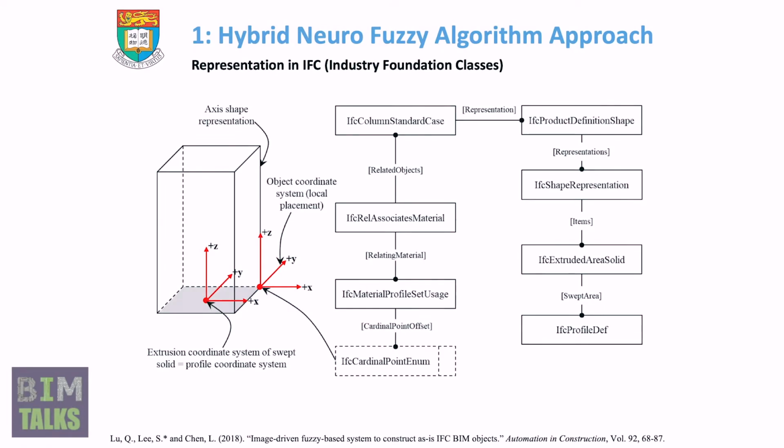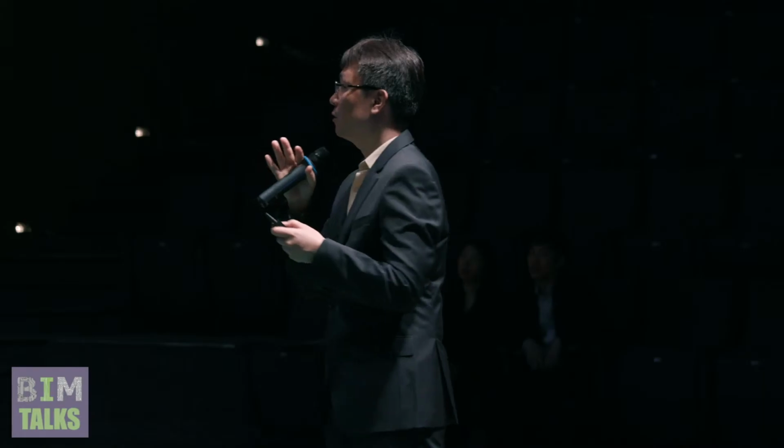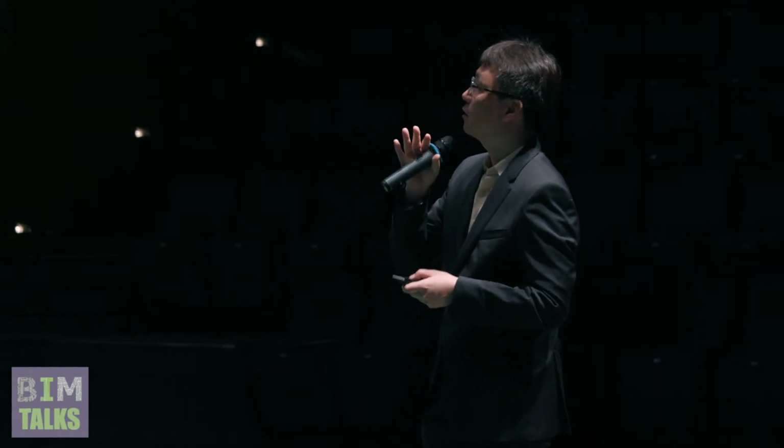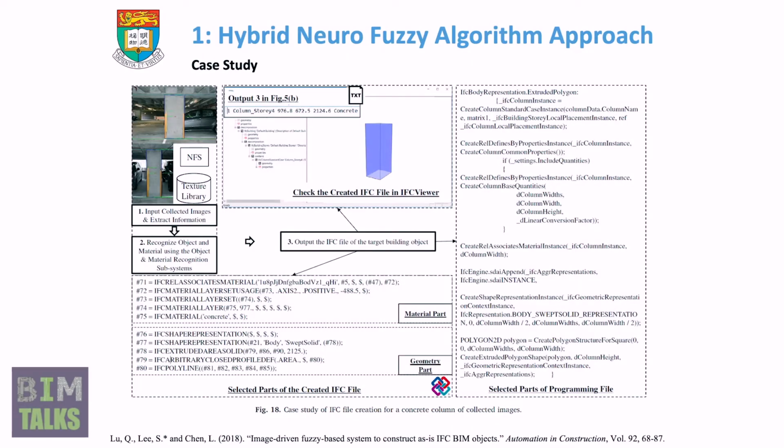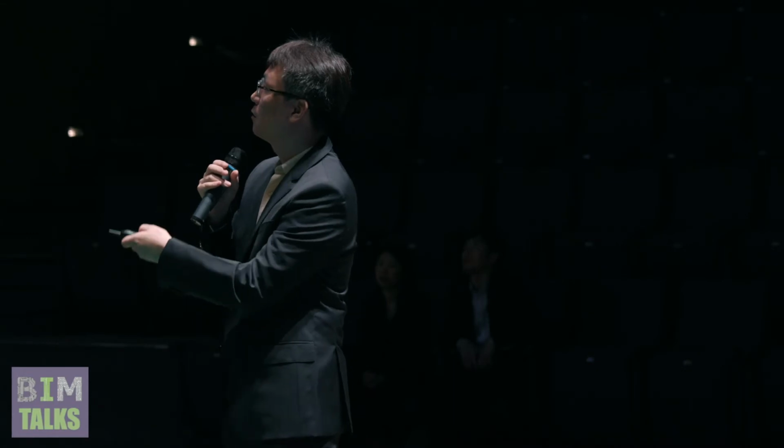So when we combine this together from the recognition of the objects with their dimensions and then texture information, we can start to create an IFC BIM model by following the IFC structure. And then this is the image created by the IFC viewer.